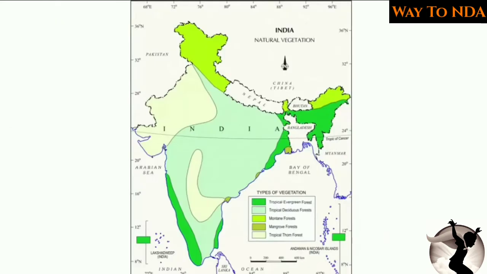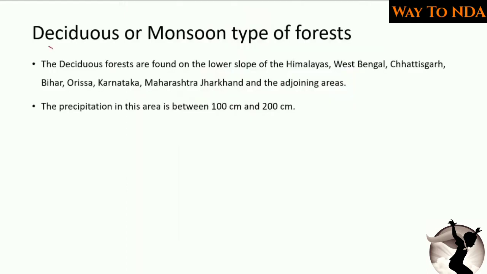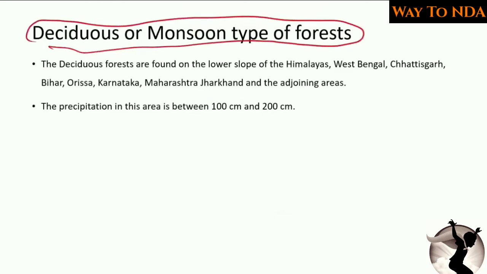Now the next forest which we are going to study about is the tropical deciduous forest. Okay, it is also called the monsoon forest. So the deciduous or monsoon type of forest. Now the deciduous forests are found in the lower slope of the Himalayas, and mainly in West Bengal, Chhattisgarh, then Bihar, Odisha, Karnataka, Maharashtra, Jharkhand and adjoining areas.